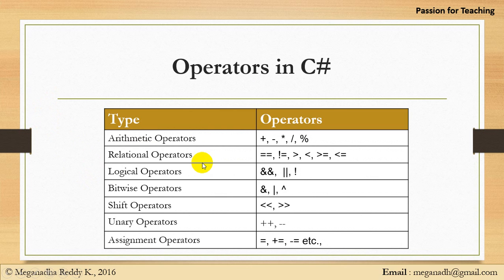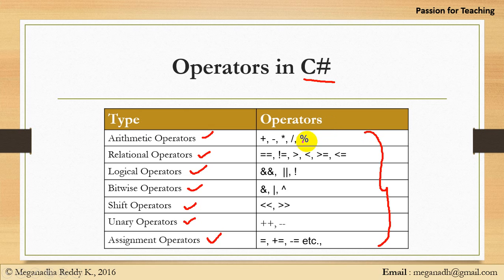So there are different types of operators, and these are arithmetic operators, relational operators, logical operators, bitwise operators, shift operators, unary operators, and assignment operators. Almost all these operators are common in all programming languages, not only in C#. You find these operators in C, C++, C#, and Java. These operators play a critical role in writing business logic.